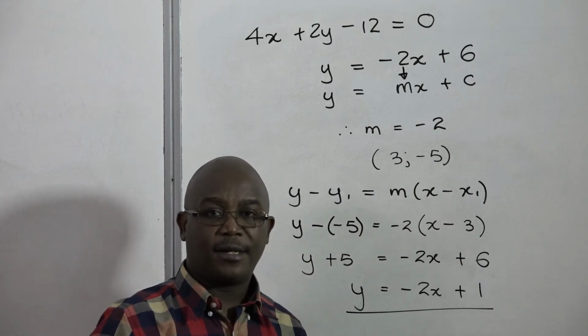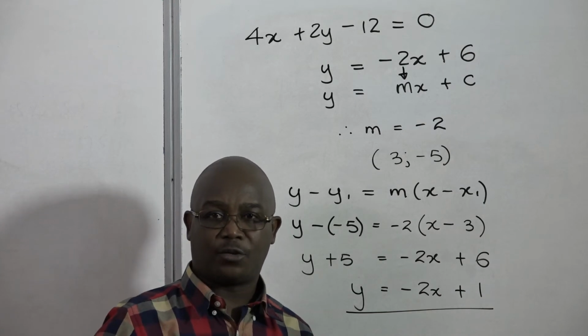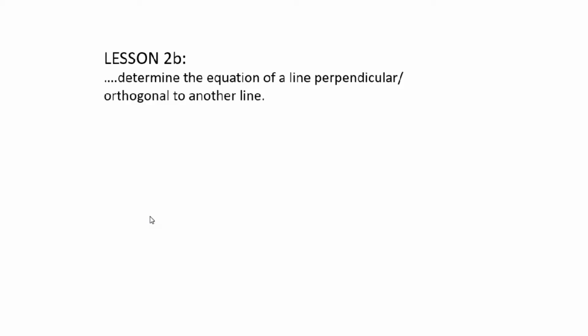where we are going to look at determining the equation of a line which is perpendicular to another line. All right, in the second part of this lesson, like I said, we are going to determine the equation of a line which is perpendicular or orthogonal to another line. I just gave these two words so that you become aware of them. Sometimes examiners want to use the word perpendicular, and sometimes they use the word orthogonal. You should remember that they mean the same.